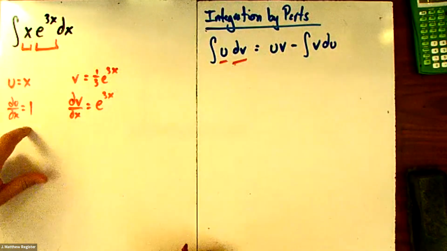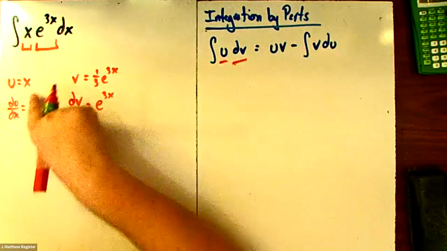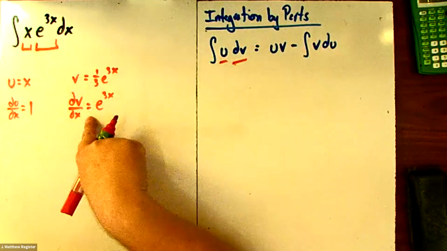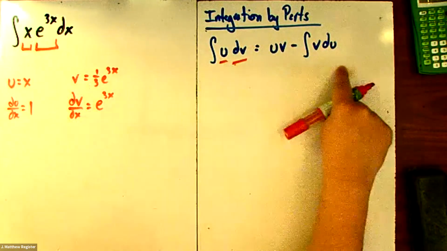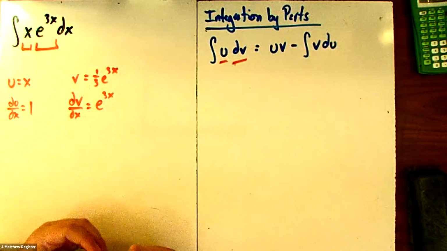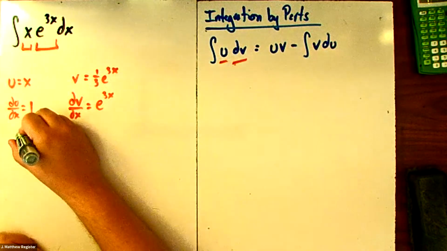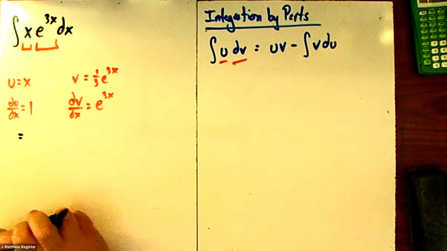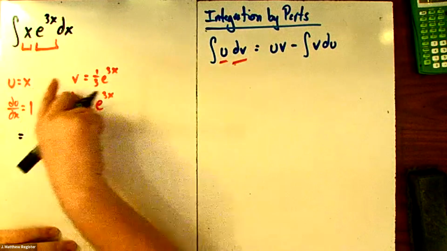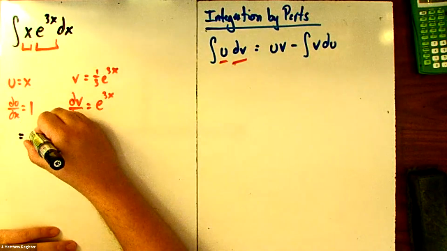And now we have our 4 components. We have our u, our du, our v, and our dv. We can plug it into this formula. So plugging it into this formula, we would get that this is equal to u times v. So u times v is going to be 1/3.